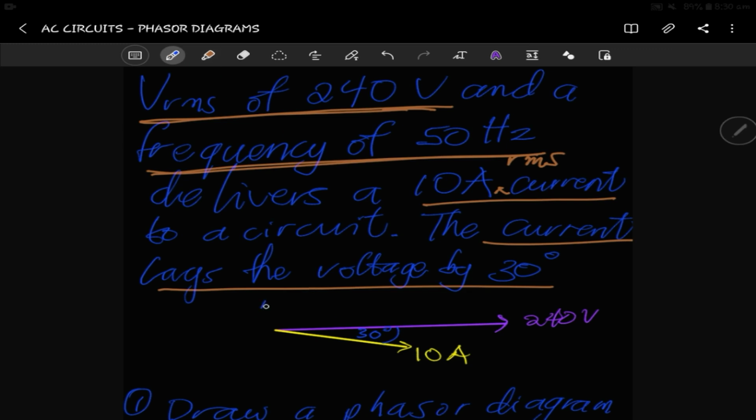Let me write it here: not drawn to scale. If it were drawn to scale, the 240 would have a particular length of line, and 10 would have a particular length of line. So this is not drawn to scale, but we should show that somehow the 240 phasor line is longer than that of the 10 amperes. So now we've represented the whole circuit using phasors.